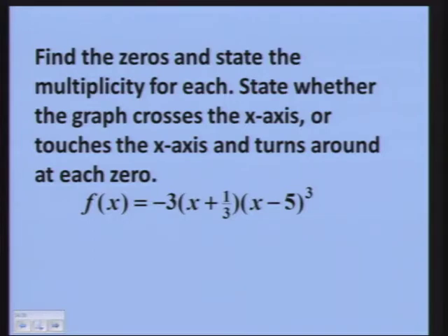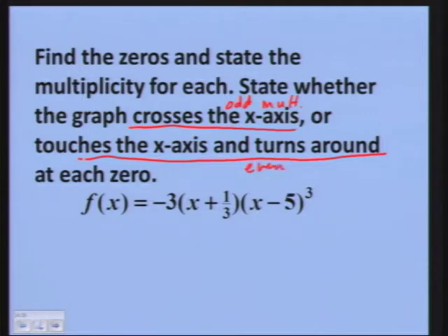So let's practice one more here. Find the zeros and state the multiplicity for each. State whether the graph crosses the x-axis. All right, if it crosses, remember that would mean that it's odd multiplicity. So we'll write ourselves a note. And if it touches the x-axis and turns around, it has even multiplicity. All right, if I let x plus 1/3 equal 0, I get x equals negative 1/3. If I let x minus 5 equal 0, I get x equals 5.